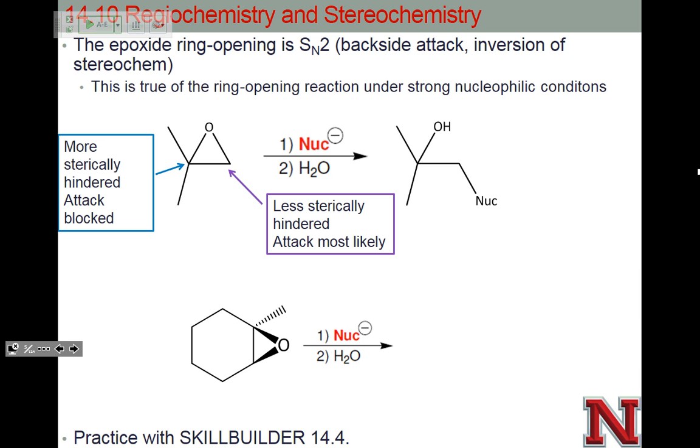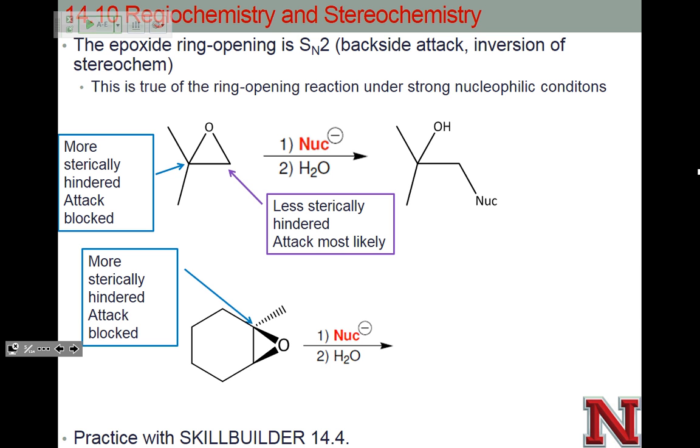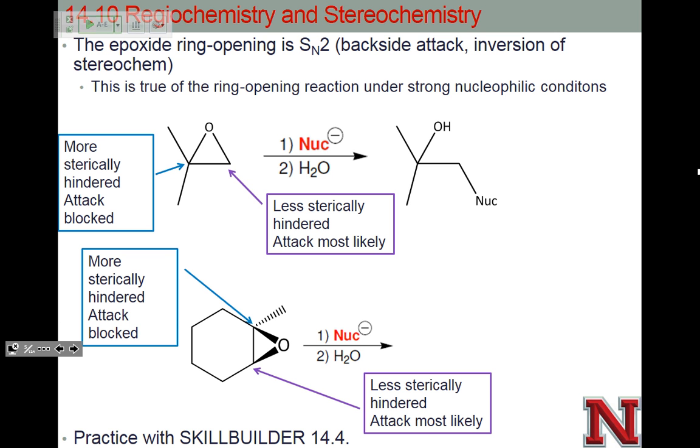Now, because it's SN2, what do you think that's going to do for the stereochemistry? The stereochemistry is going to be inverted, just like any SN2 reaction, at the carbon that the attack occurs. So in the second example, stereochemistry is shown. Of course, this is the more sterically hindered site, so that one's blocked, so the attack will occur here. And the attack has to occur on the backside of the epoxide ring. So if the epoxide ring is coming forward, then the nucleophile must attack from the back. It's going to attack at the least sterically hindered site.